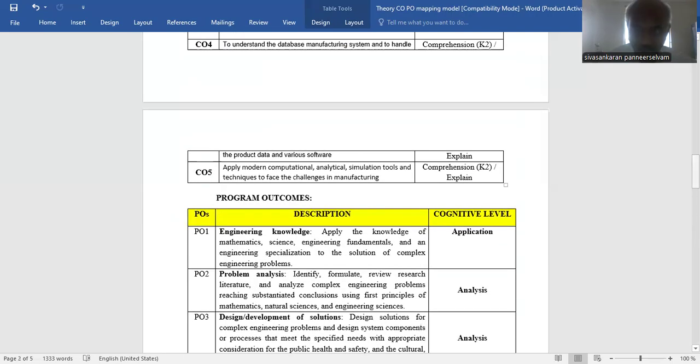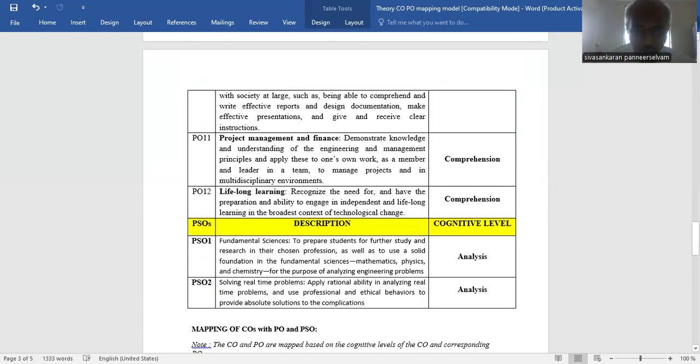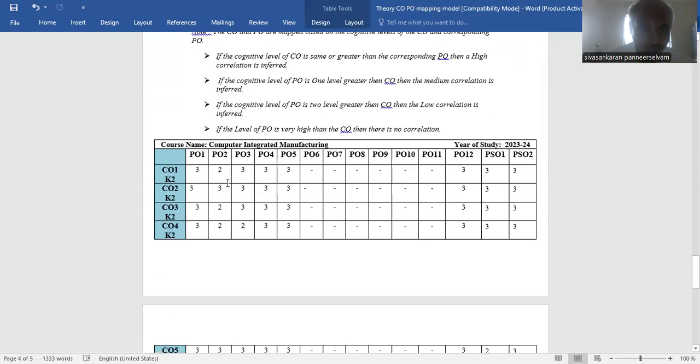The problem analysis. This is the second program outcome. So how can this be correlated with CO1? Once again, I repeat, CO1 is nothing but gaining knowledge on fundamental design by converting the design information into manufacturing planning and control. Yes, this has a medium correlation with PO2, so it has been rated as 2 out of 3.